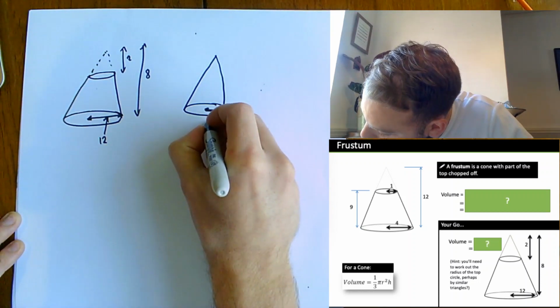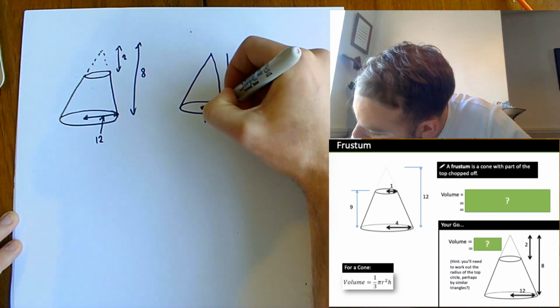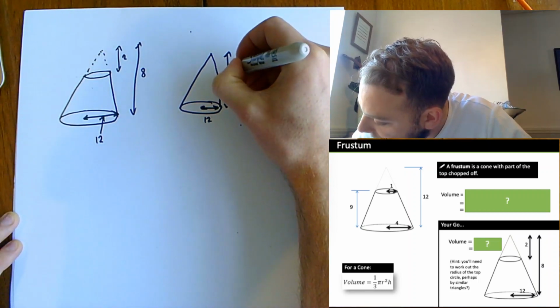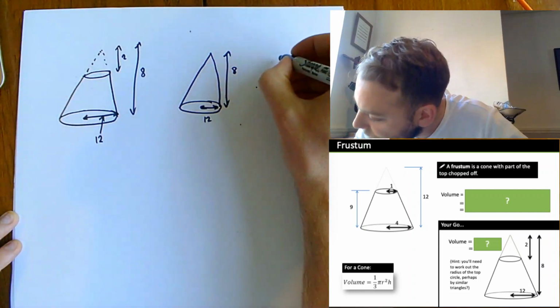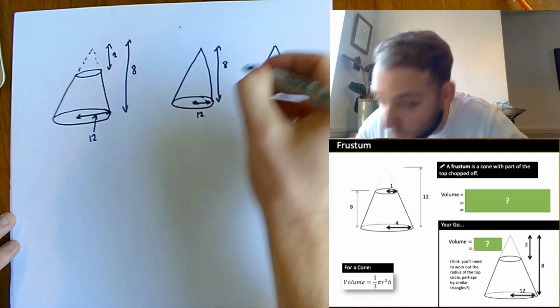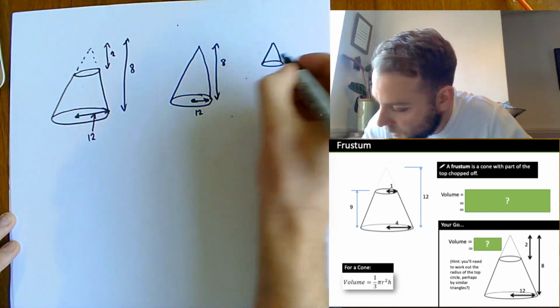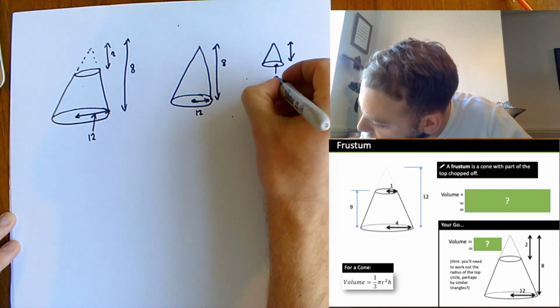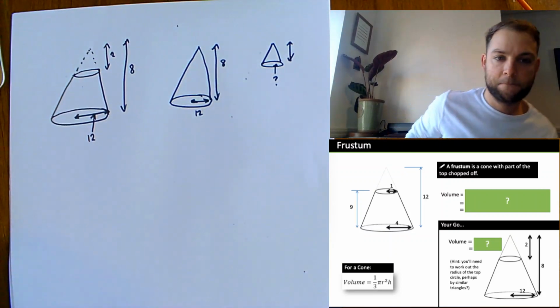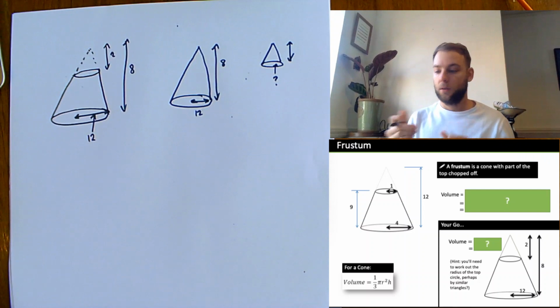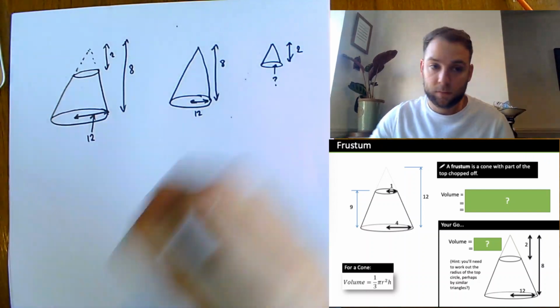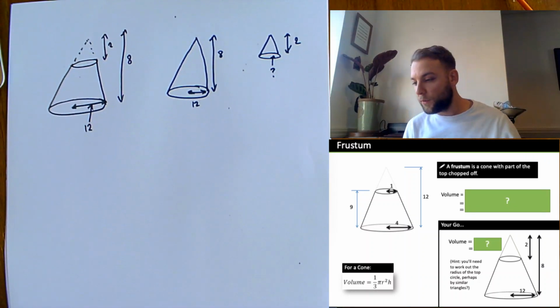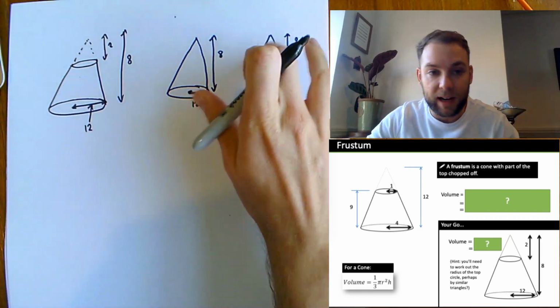Just to make it really clear, this is 12. This is 8. And this smaller one, which I don't know, is 2 high. And I don't know what this radius is here. So, the first thing we've got to do is find out what that radius is.